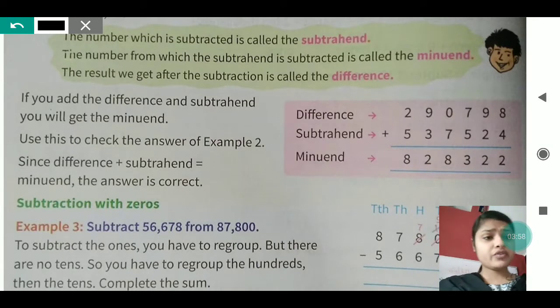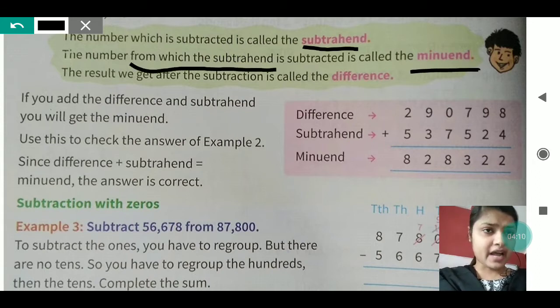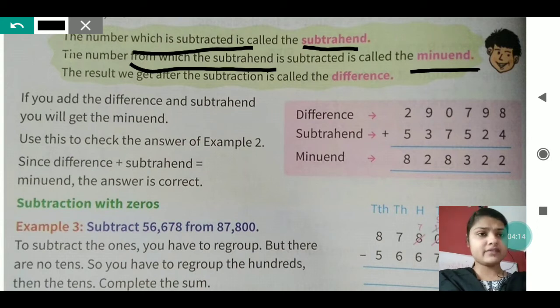Here are also some of the terms. The number which is subtracted is called the subtrahend. The number from which we subtract is called the minuend. The number from which we subtract and the number with which we subtract are both different. Don't get confused because these terms are very important. In the examination, if these questions come, you get confused between subtrahend and minuend and write them wrong. I always say, please do remember these things.